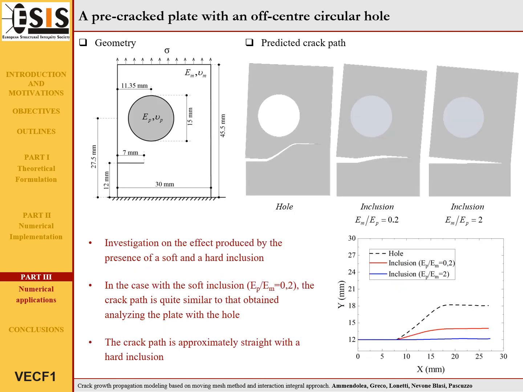The same geometry has been analyzed considering the effect of an inclusion's presence. In particular, the analysis focused on the evolution of the crack path due to the presence of a soft and a hard inclusion. In the case of a soft inclusion, the crack path is quite similar to that of the plate with the hole. This behavior becomes more evident for softer inclusions. On the other hand, considering a hard inclusion, the crack path is quite straight. This case denotes that the stiffness of the inclusion highly affects the crack path development.